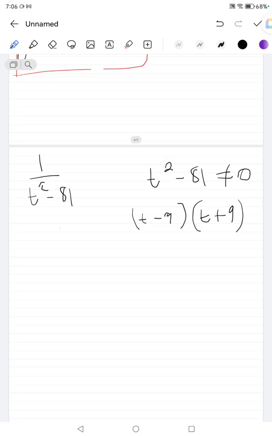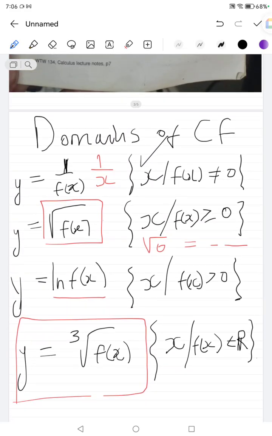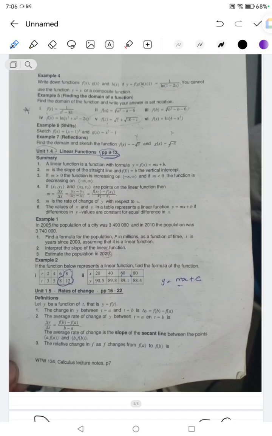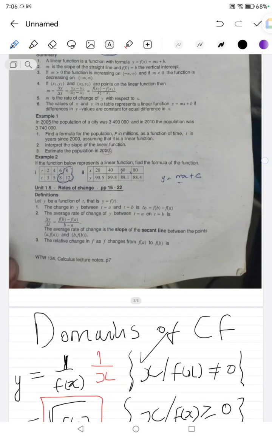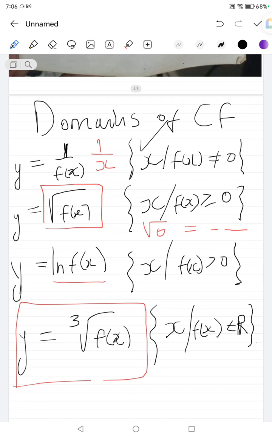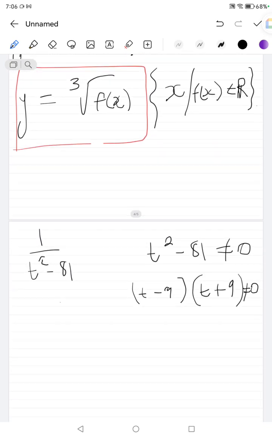Then we have t plus 9, and as we said, this should not be equals to 0. Then remember the question said to us that we have to find the domain of the function and write your answer in set notation. Set, remember, that's these curly brackets that you're seeing.